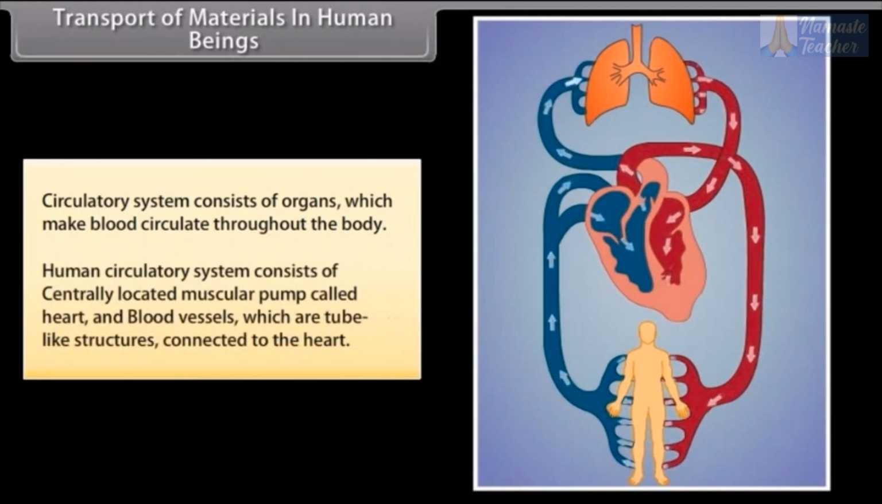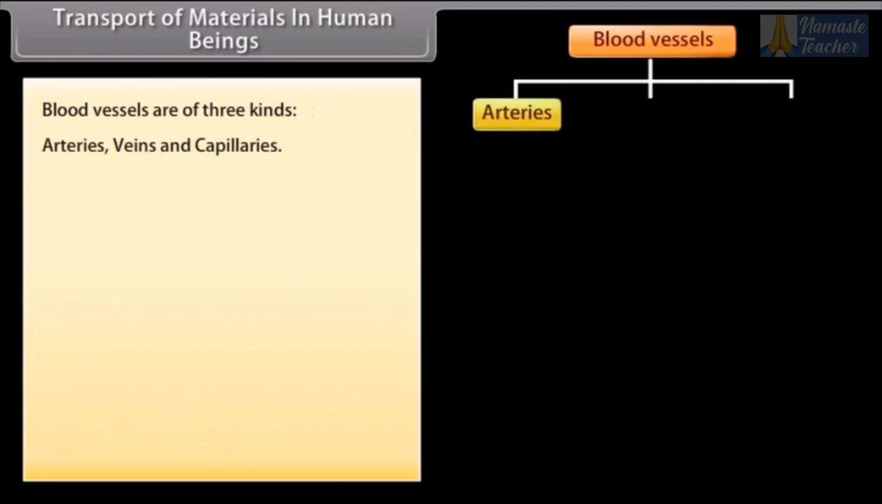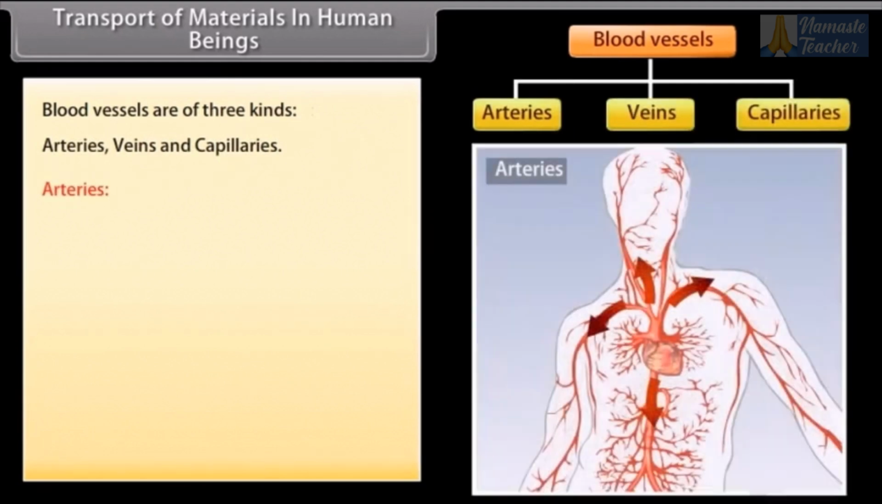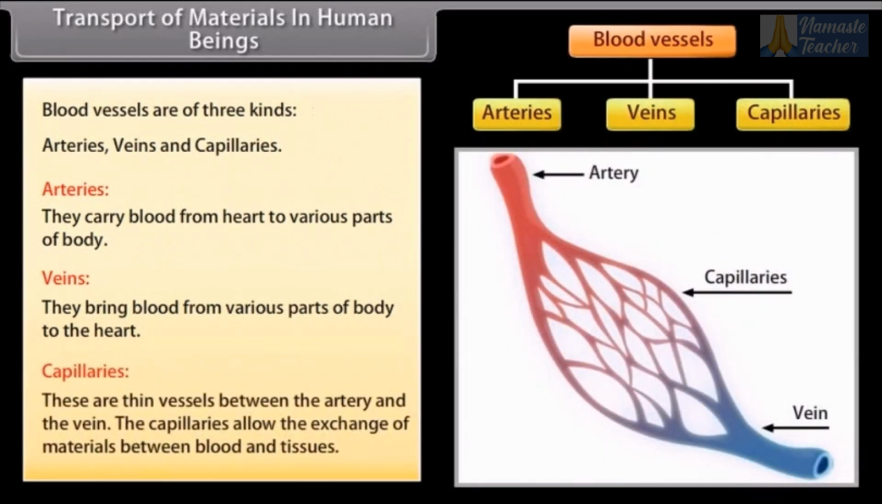Human circulatory system consists of a centrally located muscular pump called heart and blood vessels, which are tube-like structures connected to the heart. Blood vessels are of three kinds: arteries, veins, and capillaries. Arteries carry blood from heart to various parts of the body. Veins bring blood from various parts of the body to the heart. Capillaries are thin vessels between the artery and the vein. The capillaries allow the exchange of materials between blood and tissues.